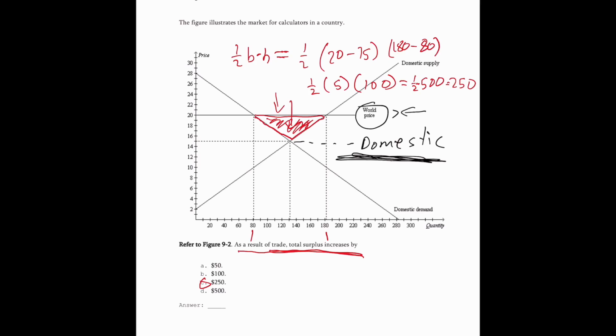So we just need to do 1/2 the base times height. So we've got 20 and 15 as our 2 points for the height, and the base is going to be from 80 to 180. So we plug that 20 and 15 in right there, and then we plug in the 180 minus 80 right there. Once we do all of that math, we get to 250. Our answer is going to be C.